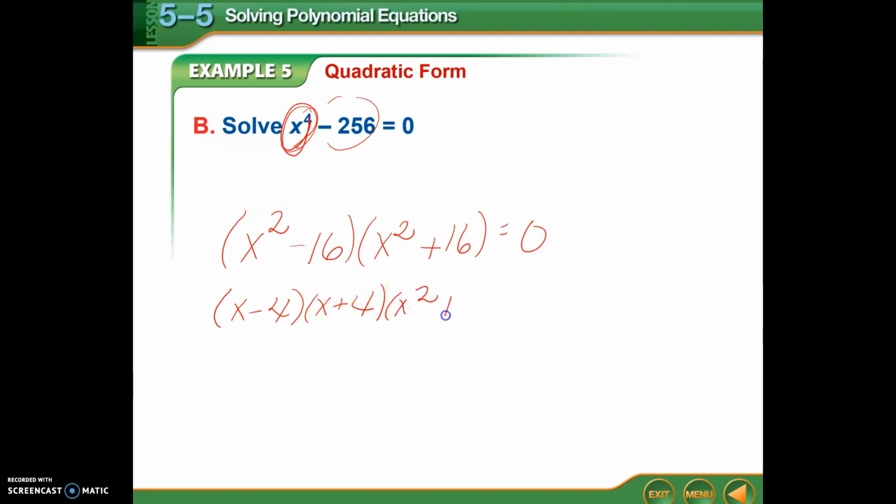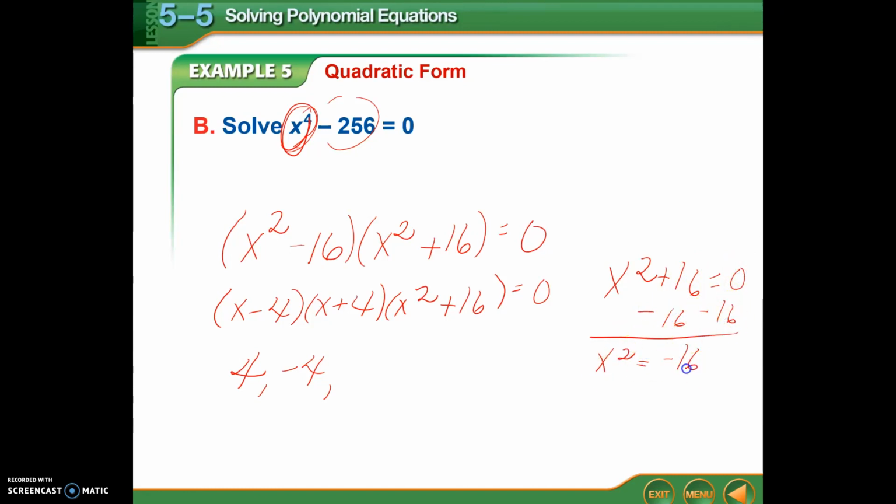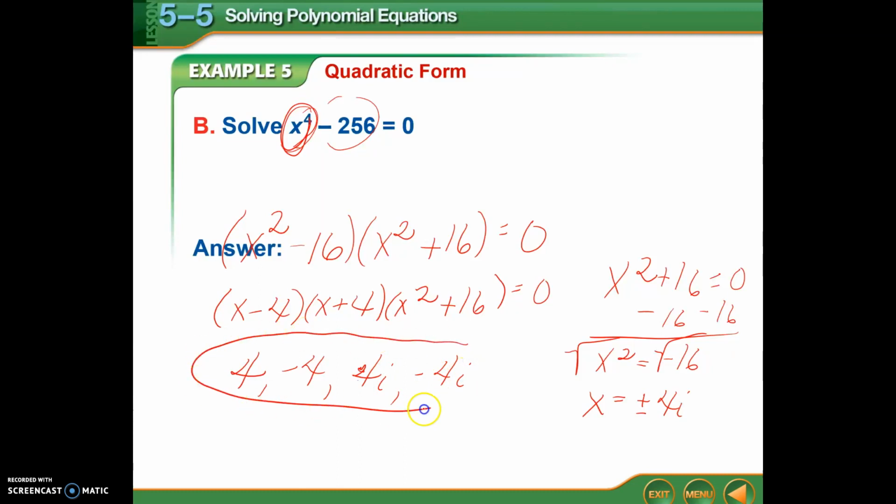Sometimes that's good so I don't lose any numbers, because a lot of times we forget to do the plus or minus. If I put these equal to 0, or look at what I can add in there to make that 0, I'd get 4, negative 4, and then x squared plus 16 equal to 0. Subtract 16, x squared equals negative 16, and then square root. Square root of a negative again is i, so x equals plus or minus 4i. So I have 4, negative 4, 4i, and negative 4i as my four answers.